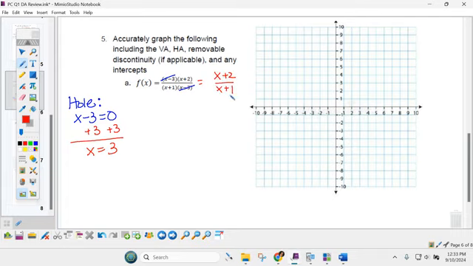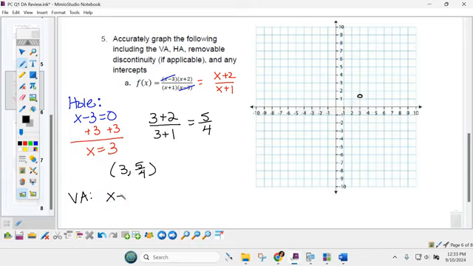The compressed function now will get me everything else. So my hole is going to be at the coordinates 3 comma something. I'm going to input 3 here. 3 plus 2, 3 plus 1. And when I do that, that gets me the y value of the hole. So 3, 5 over 4 is a little more than 1. Put it up here. A vertical asymptote is when the denominator equals 0. Make that a dashed line.